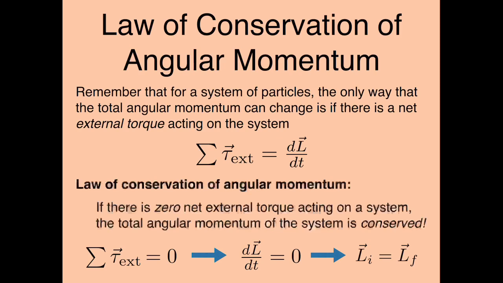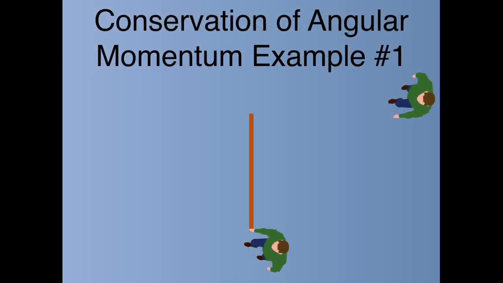That's the law of conservation of angular momentum in a nutshell. If there is 0 net external torque acting on a system, the total angular momentum of that system is conserved. That's the law of conservation of angular momentum, okay? And usually, the way we're going to use this is to look at a system, verify that there aren't any outside torques, and then we can say L initial is equal to L final. Okay, so let's take a look at an example where we can actually put this idea to use.